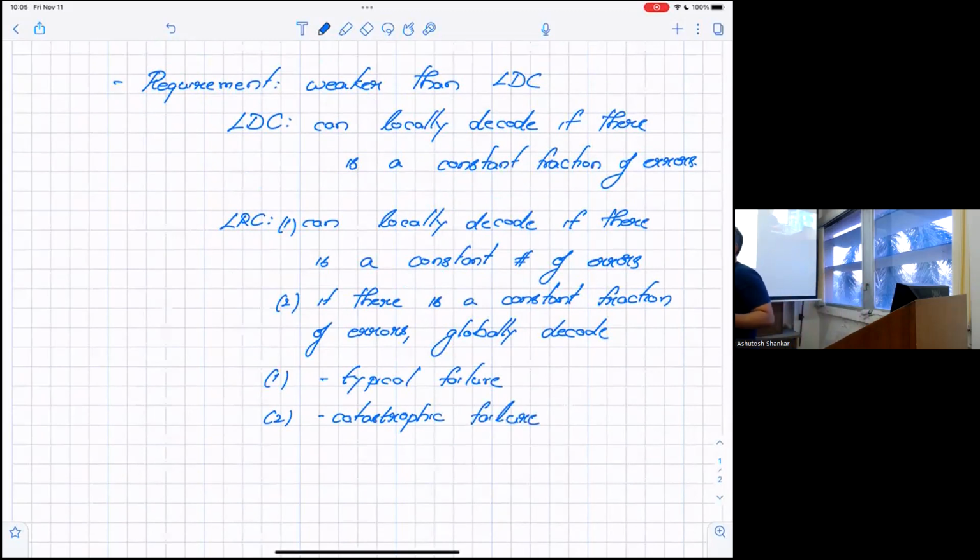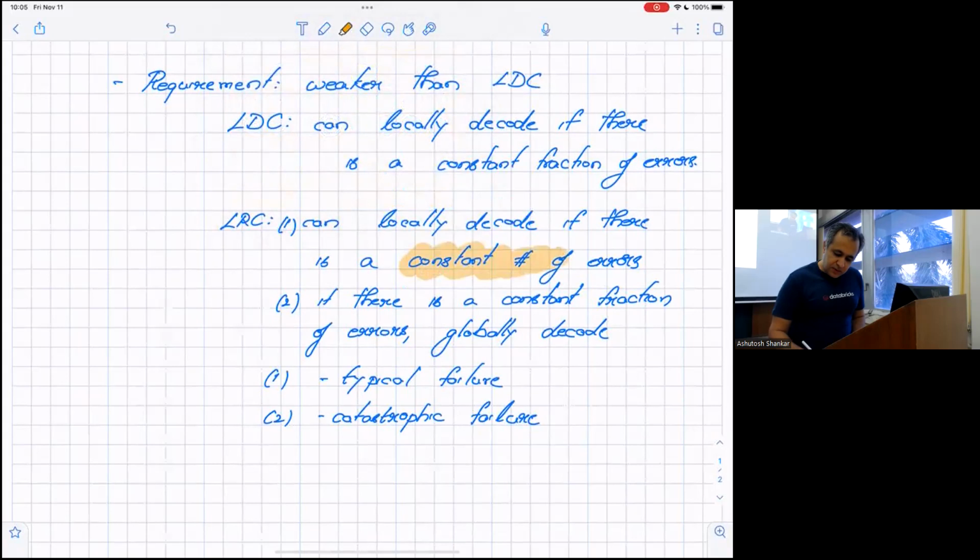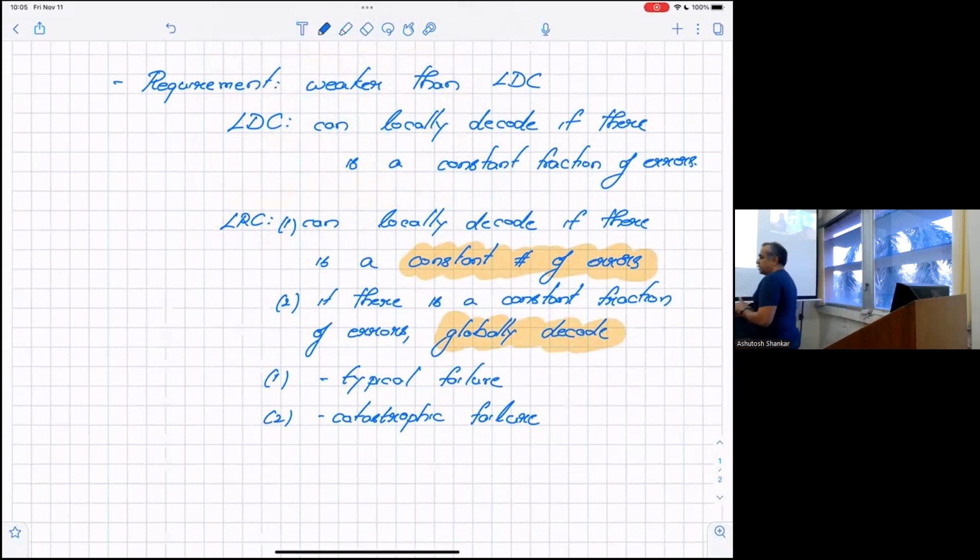Is the motivation clear? Why 1? So they're going to weaken the requirements of 1. In this case, it's a constant number of errors. In this case, it's globally decoded. That's going to be the difference between these. You can also incorporate more things.